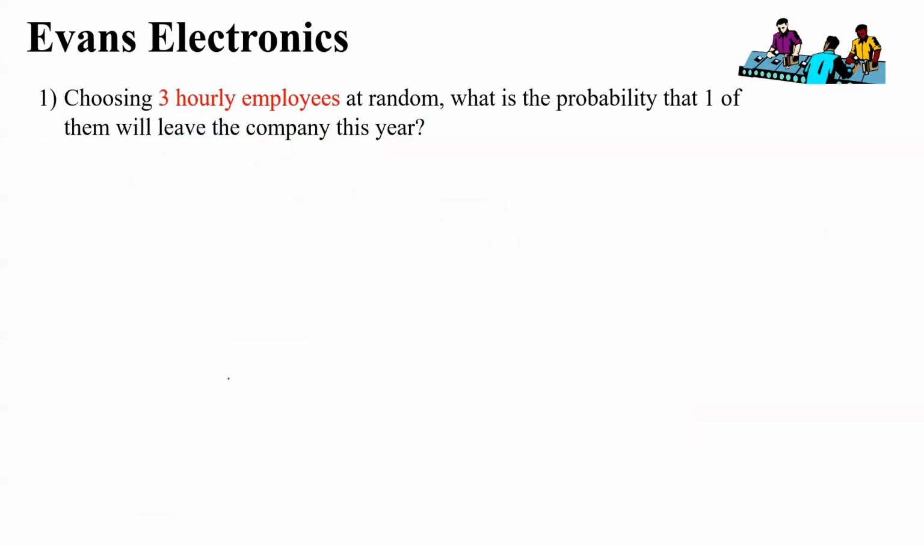First of all, you need to list down all the information that we have. We have the company turnover of around 10%, so 0.1. Then we choose 3 people, and we want one to leave the company this year. So this is the information we have, and we're going to calculate the probability of those who will leave the company.